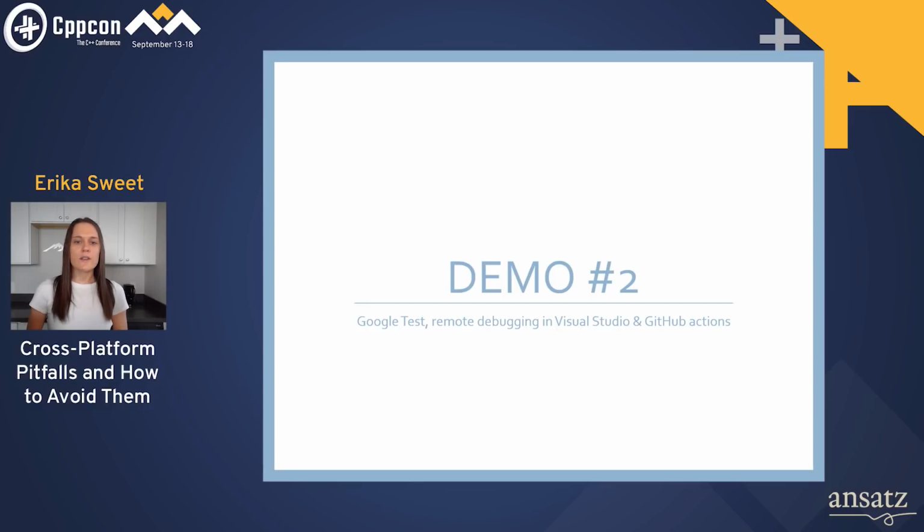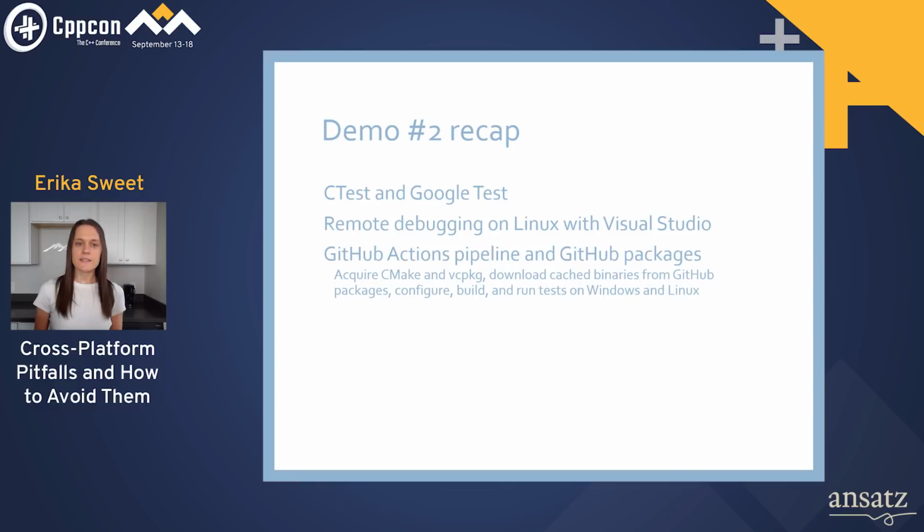All right, just to quickly recap what we showed in this second demo. We showed how easy it can be to enable a CMake project to use both CTest and Google Test. It's just a few lines of CMake. We showcased remote debugging on Linux with Visual Studio, and that was using GDB and the front end of the Visual Studio debugger. And I could set breakpoints and step through my code just like I was debugging on Windows.